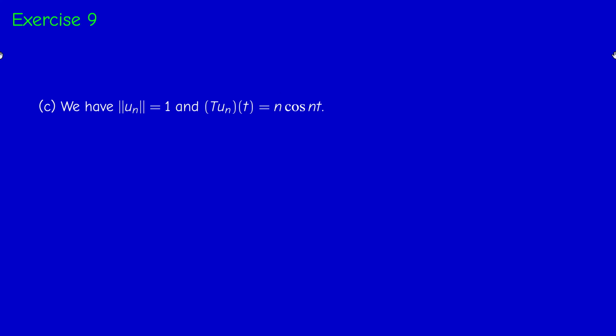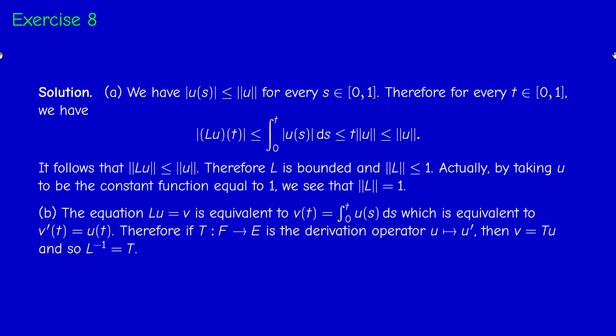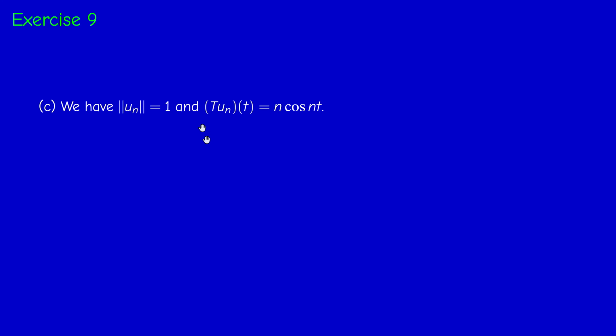Why is T unbounded? I gave you a hint. We consider the sequence sin nt. Its maximum norm is 1, as you know, because the sine has a maximum value of 1, and it's achieved at the point, for example, pi over 2 plus n pi.